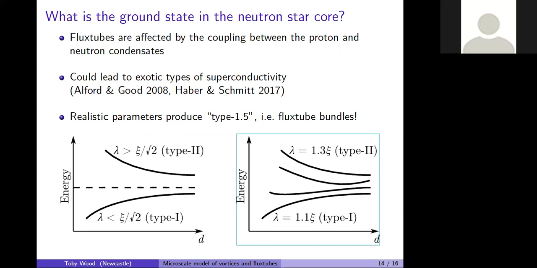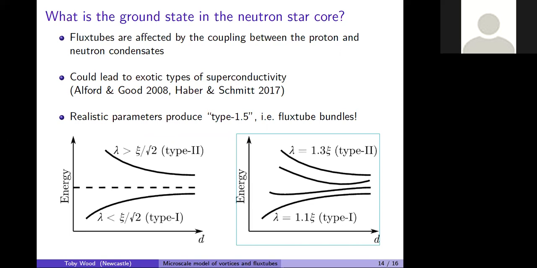But still, what you find, which I think is interesting, is that, first of all, the transition from type 1 to type 2 happens only for a larger value of lambda, which could be important because it means that the size of the type 2 region in the neutron star core might be a lot smaller than we normally think it is. So 1.2 is somewhat bigger than 1 over root 2, and that is significant here.